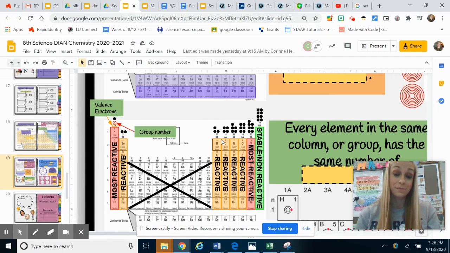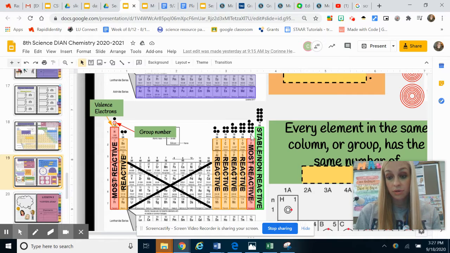So they are goals. But group 17, how many more do they need? How many more valence electrons did they need to be stable? Just 1. That's why they're going crazy. They're so reactive. If they can get 1 more valence electron, then they are stable. And same thing with group 1. If they can give away 1 valence electron, then they are stable. So these two groups are the most reactive because they are 1 away from being stable.